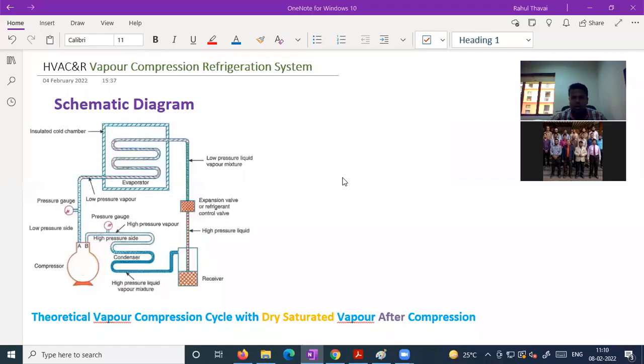So let us start today's session. In the last session, we finished the first module, which was related to basic knowledge, then refrigerants, followed by simple air cooling systems. We saw the simple air cooling system, then the bootstrap air cooling system, the reduced ambient air cooling system, and the regenerative air cooling system. So that we covered in the last module.